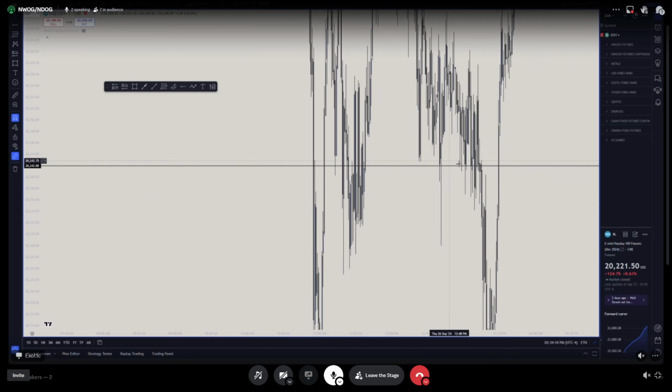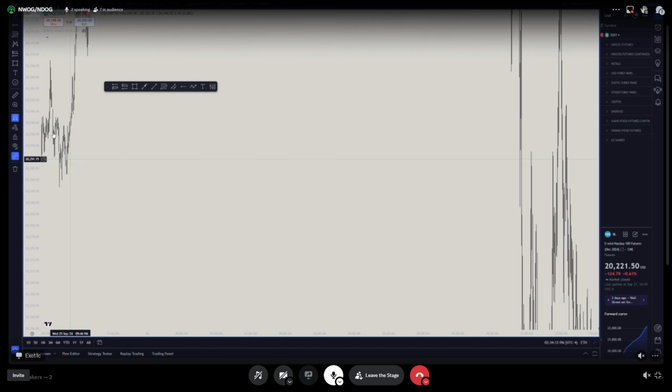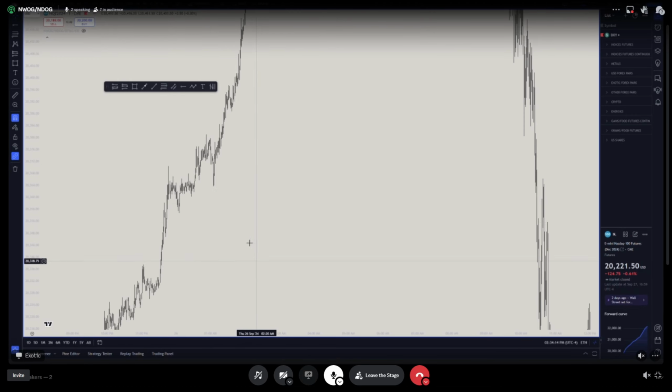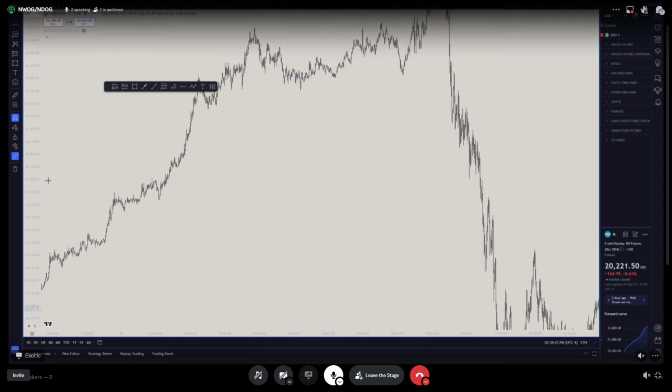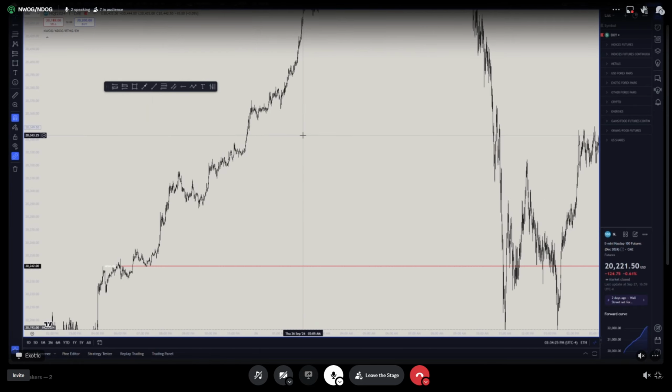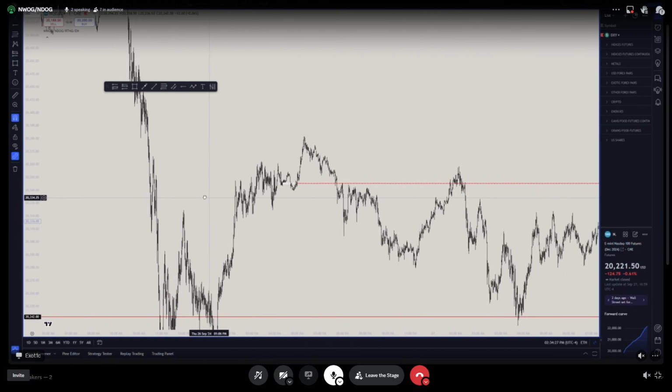You see how we consolidate around here. Let me see if I can find an actual new day opening gap. Actually, I just used the indicator for this. Just tell me to find it. Okay. Let's put these on now. Okay, here we go.